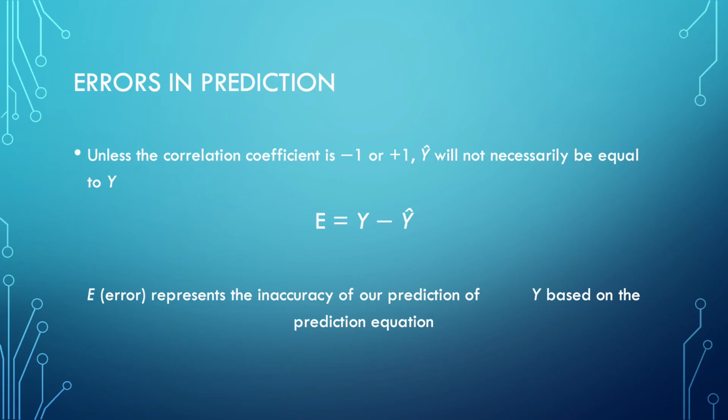So when we're looking at that line, in relation to the data point, it's what that data point was compared to what we expected it to be, where we expected it to fall on the line. That error represents the inaccuracy of our prediction of y based on the prediction equation that we use.